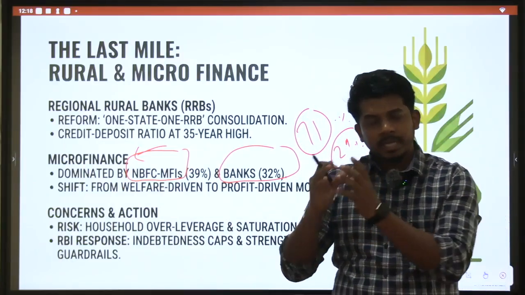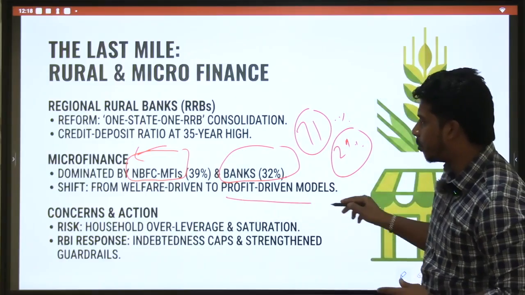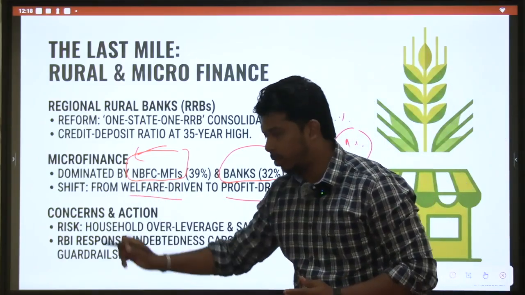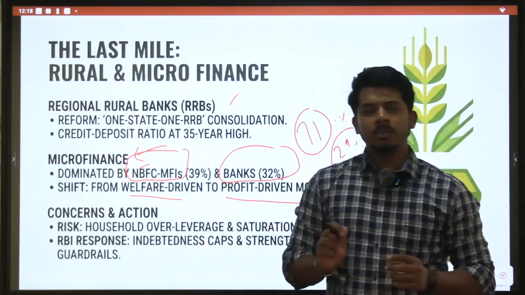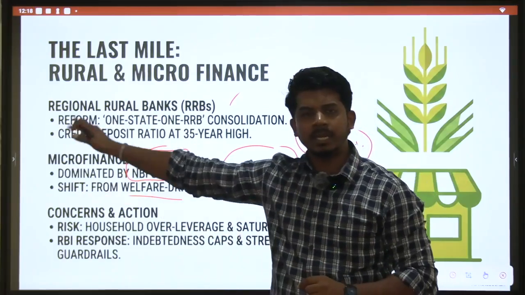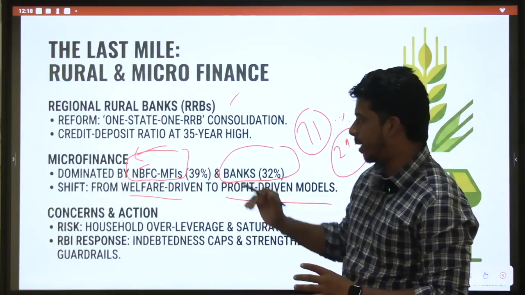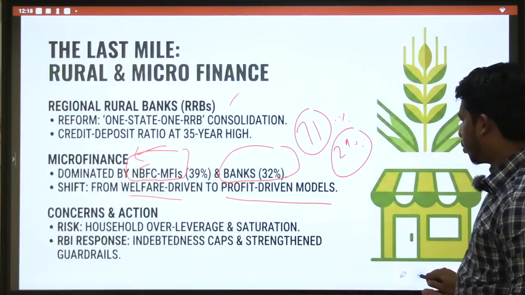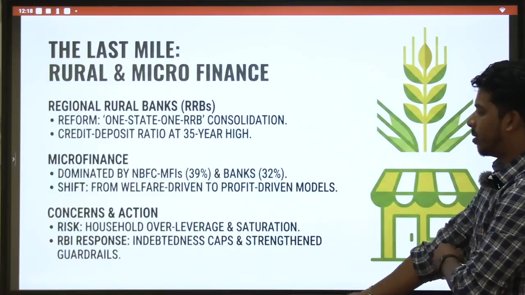But they are not customizing these loans for the poor people. So what we are seeing is profit-driven models are increasing instead of welfare-driven models. So you can say in RRBs and in microfinance, we are getting a little off track. So there is a need for introspection here. That is what our economic survey is highlighting. So what are the concerns here in these RRBs and microfinance?